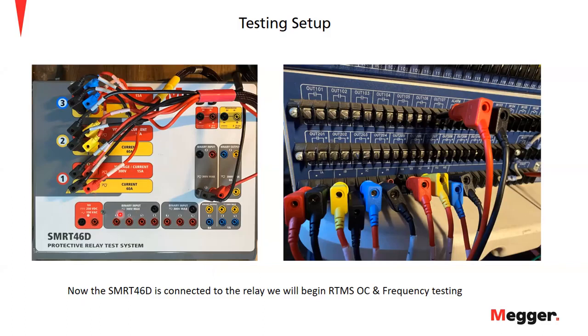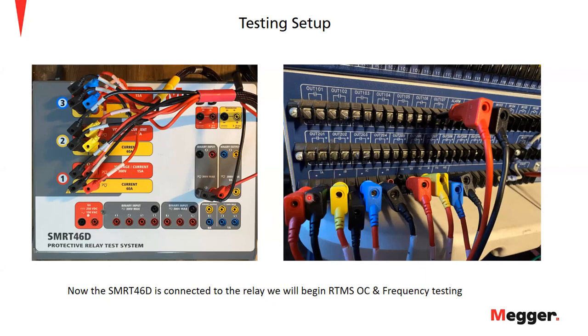The top of my 46D here, showing you that I'm using these dedicated current channels. This number 1 I'm labeled as my A phase, B phase, and C phase. Also, B phase will be my yellow, and C phase will be blue. We also have to have our binary input because we need to sense the contact that's coming from the relay, because we need to know when the relay is going to operate in order for us to stop our test set.